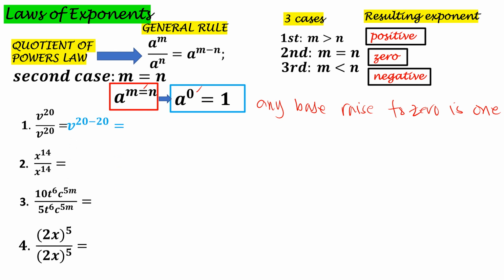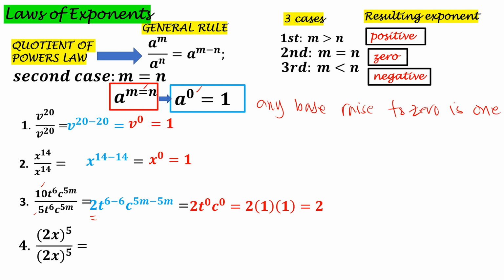Of course, v to the 20 minus 20 will give you v to the 0, and it's equal to 1. Well, number 2, 14 minus 14, and thus x to the 0 is equal to 1. Well, number 3, remember that the 10 and the 5 can be divided, and then the 6 minus 6, the 5m minus 5m, still you have there t to the 0 and c to the 0. And since t to the 0 and c to the 0 are both equal to 1, thus 2 times 1 is equal to 2.